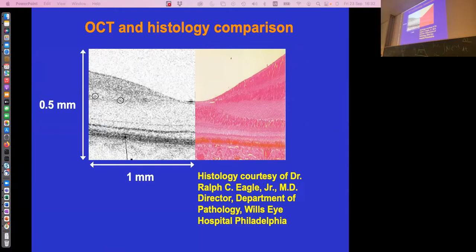Let's look at a comparison. This is of course not the same eye. This is the histology of what you see here: the photoreceptors, the interconnecting layers. You can see the individual cells. And this is the corresponding OCT, where you can't see the individual cells, but you see the layers of the retina very nicely. That's the power of this.